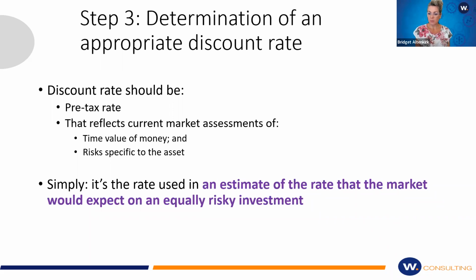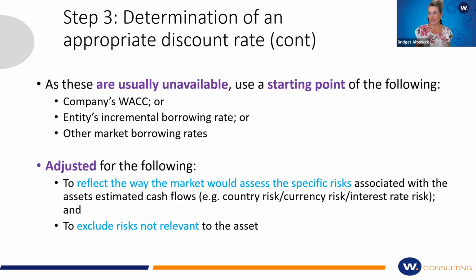So IAS 36 is prescriptive because it says that it must be a pre-tax discount rate. And it says that the discount rate needs to reflect the current market assessment of the time value of money and risks specific to that asset. So basically, it's the rate which would be used to estimate the rate that the market would expect on an equally risky investment. So if the market had to apply a rate to that particular asset or group of assets, taking into account the risks specific to it, what rate would the market attribute to that asset or group of assets?